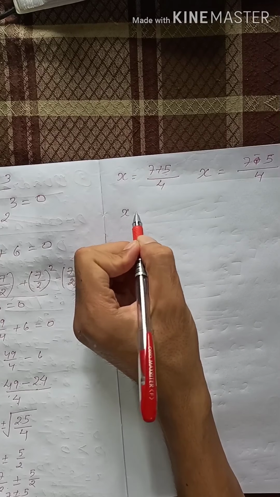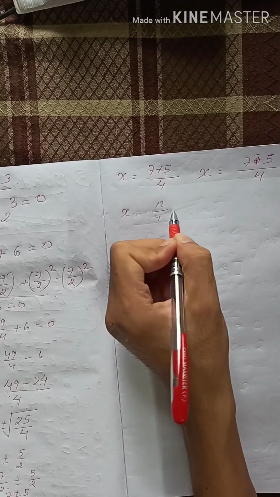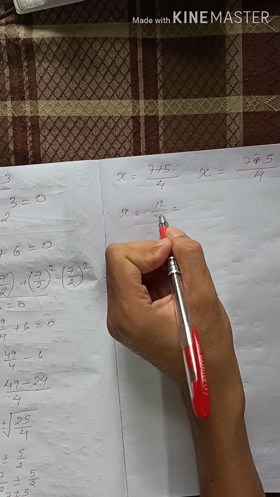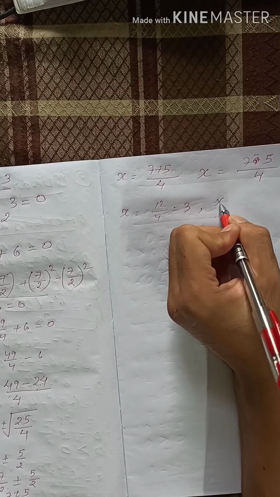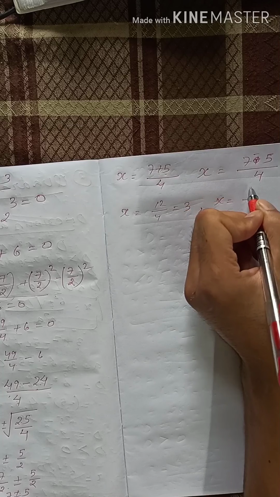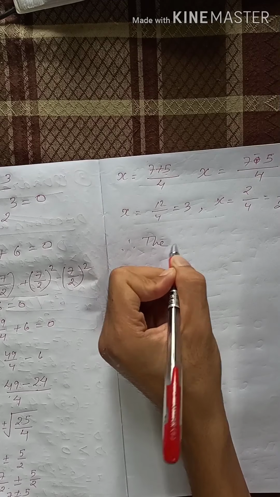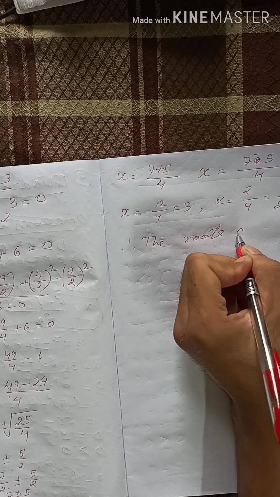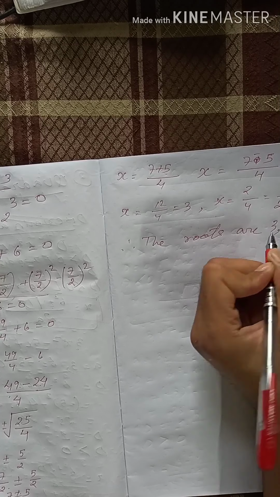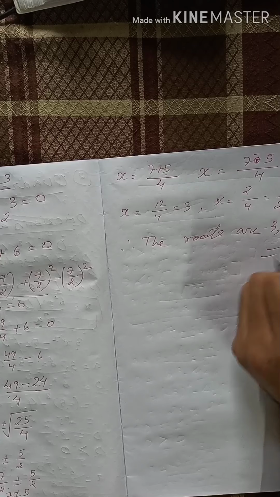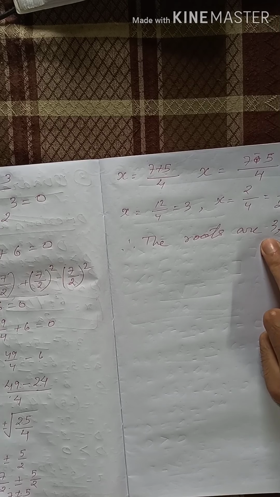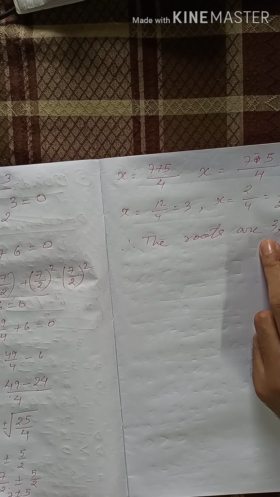So what do we get here? X equals to 12 by 4 equals to 3. X equals to 2 by 4 equals to 1 by 2. Therefore, the roots are 3 and 1 by 2. See, we found the roots by applying the method of completing the square.